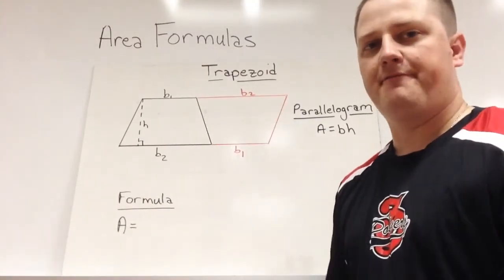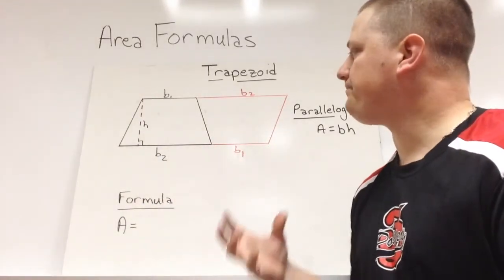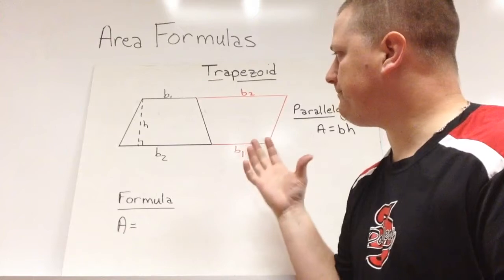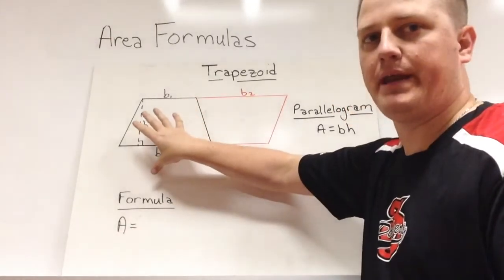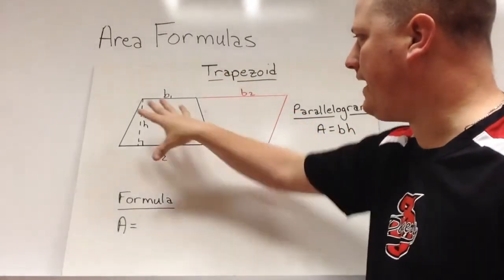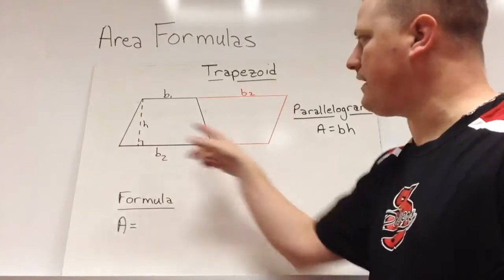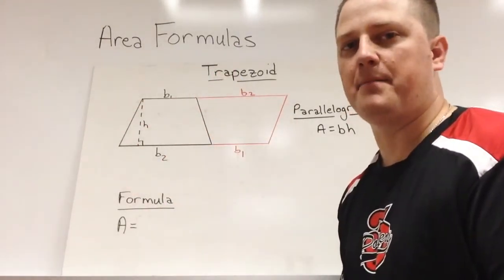Okay, the next one we have is a trapezoid here. So, for reference, what I've done again is I've taken the trapezoid and copied an image of it to it, and what this does is it creates a parallelogram because we've got parallel sides on the top and the bottom.